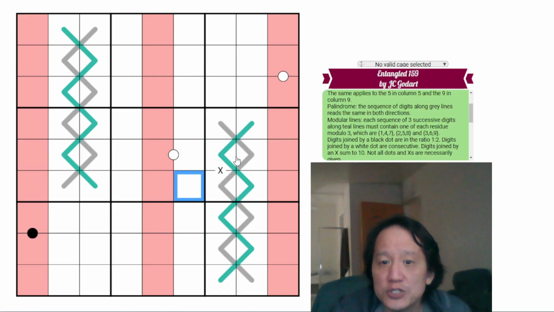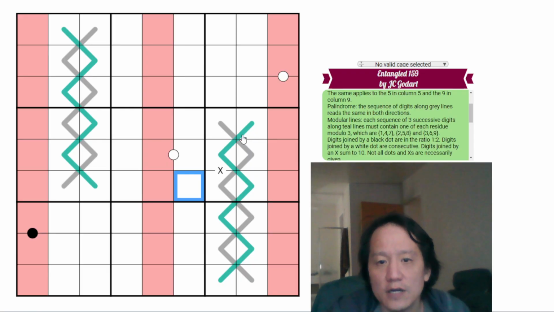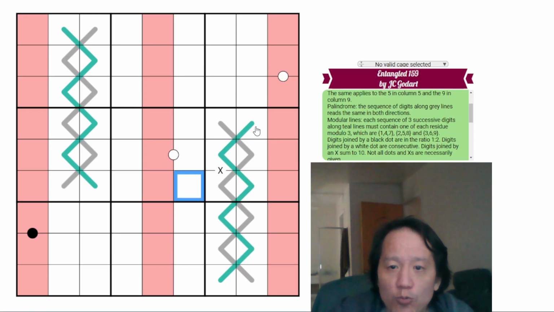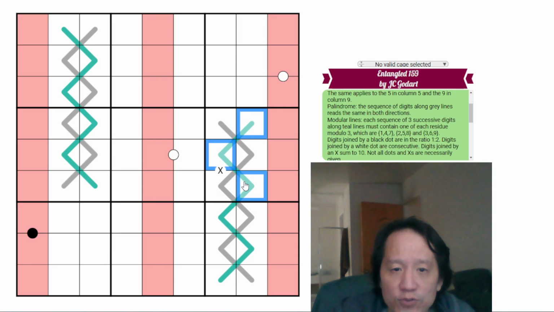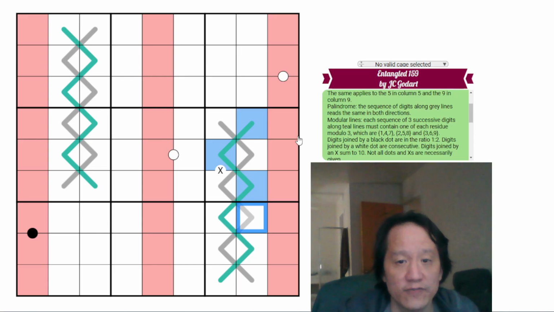Modular lines. Each sequence of three successive digits along teal lines must contain one of each residue modulo 3. Okay. Which are 147, 258, and 369. So that means in any sequence of three successive digits, so for example, these three, one must be modular, essentially mod 1, which is if it's divided by 3, it has to have a remainder of 1, which would be 1, 4, and 7.